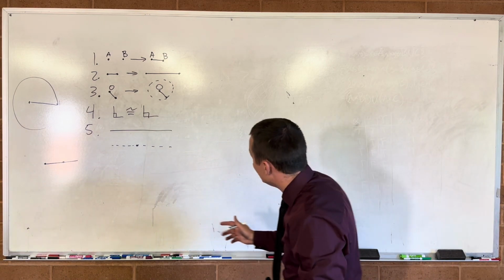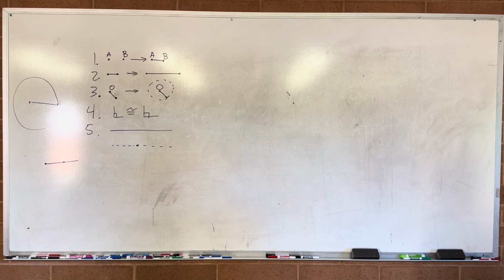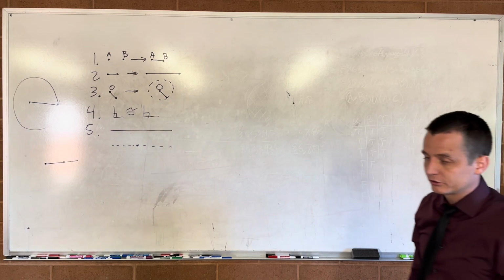So then Euclid's first theorem is that there is an equilateral triangle. So that's the first thing that we're going to prove. I'm going to prove that there's an equilateral triangle. How do we do that?